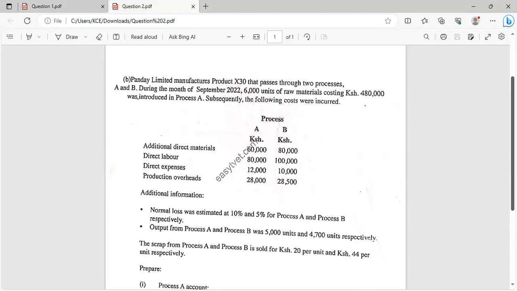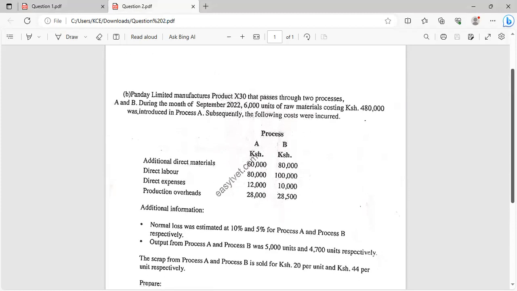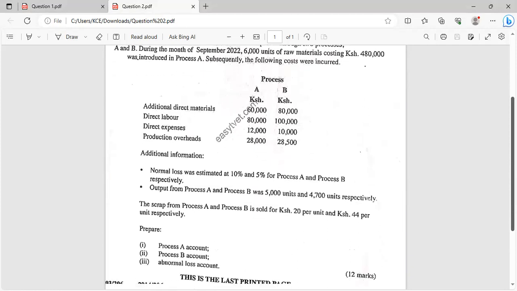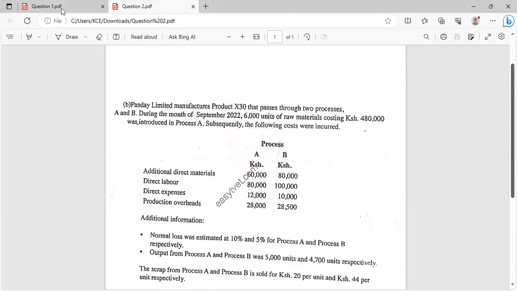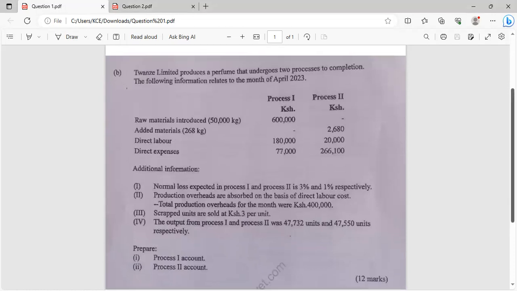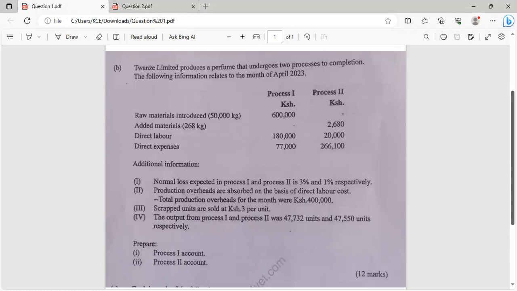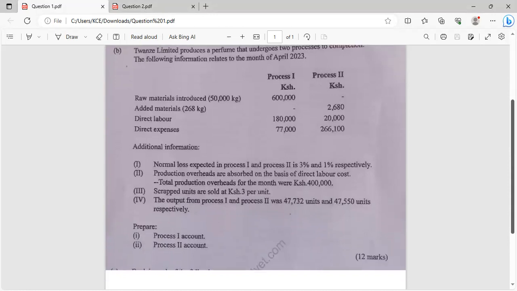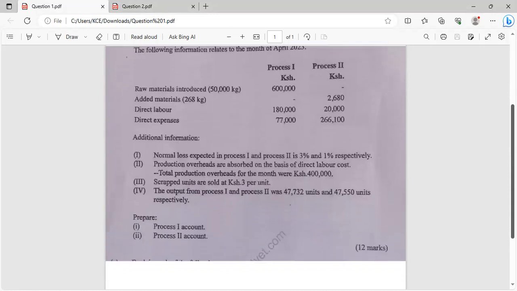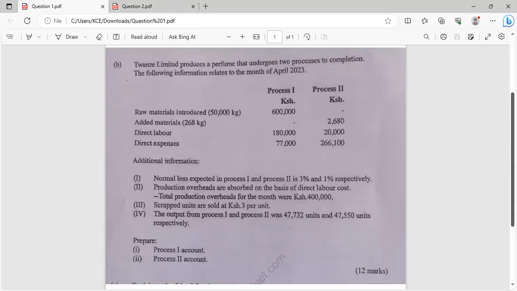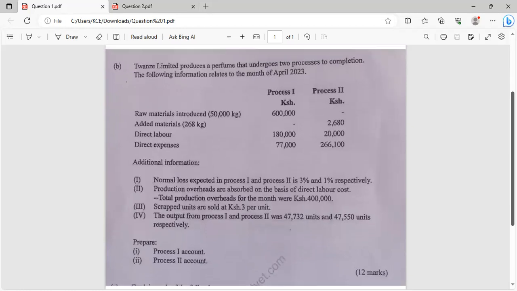So those are those. That's the first question that we are going to discuss. The first is Twanse Limited, which produces a perfume that undergoes 2 processes to completion. So in this case, there are only 2 processes that this perfume undergoes. In each process, of course, there are costs which are incurred. And as I said, process costing is about accumulating the cost in each process. And we call that each process 1 account and process 2 account.